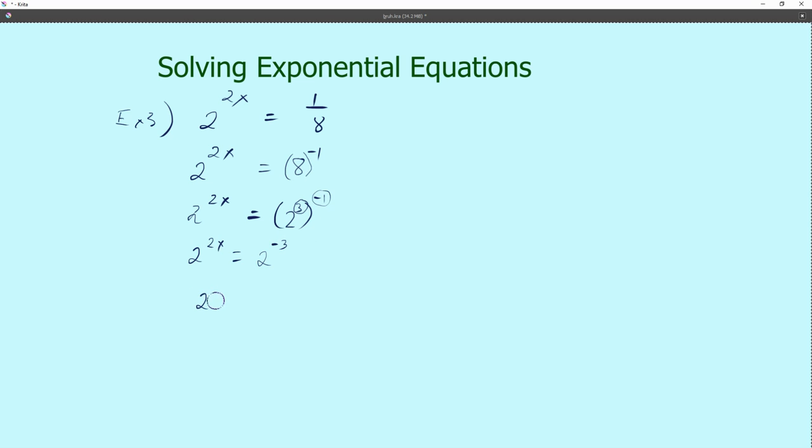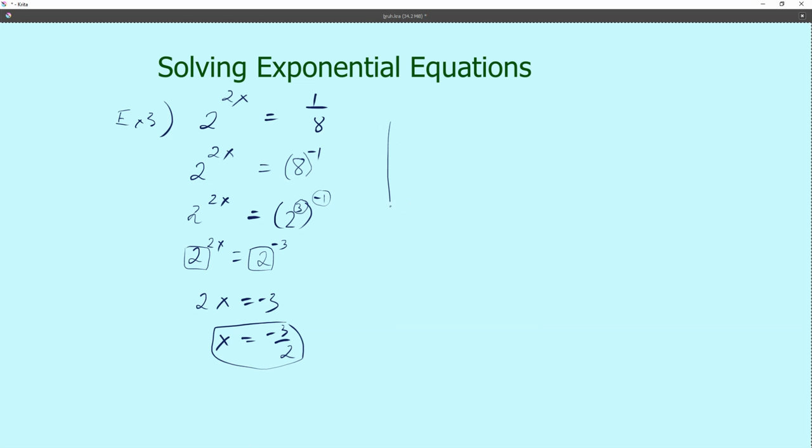And so the bases are the same. Now I can set up my exponents to be the same. So 2x is equal to negative 3. And you solve for that, you get x is equal to negative 3 halves.